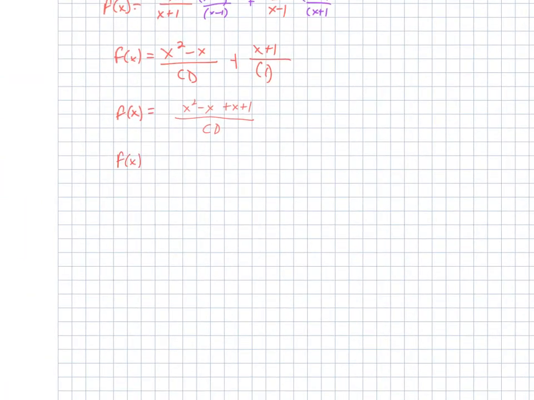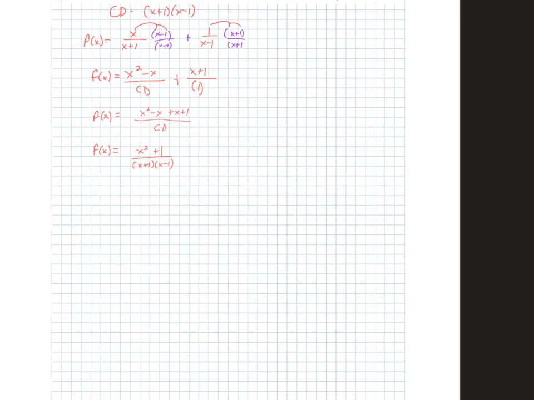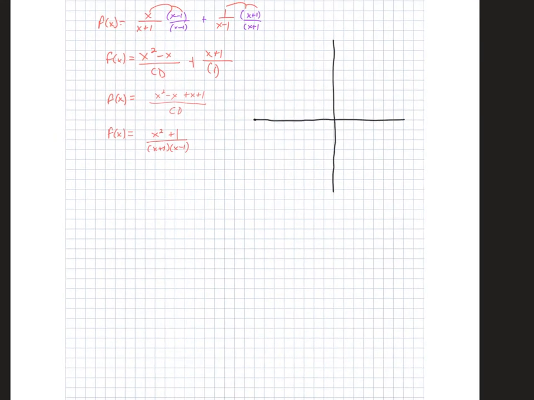My function is now x squared plus 1 all over x plus 1, x minus 1. And no other factoring here, so I'm ready to go ahead and start analyzing this and graphing it. So let me go ahead and draw in a quick graphing grid and start looking at important pieces. So let's first look at our intercepts.